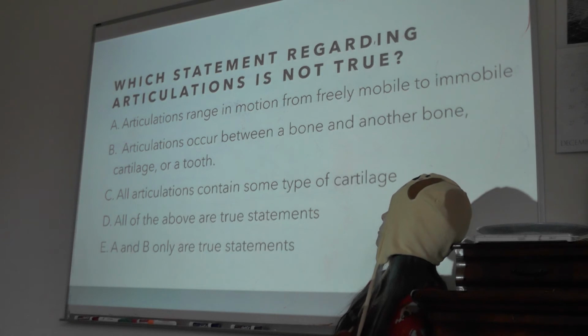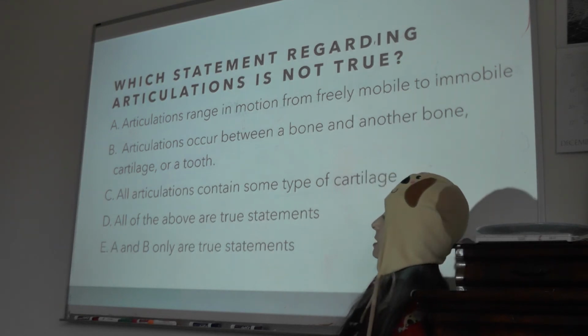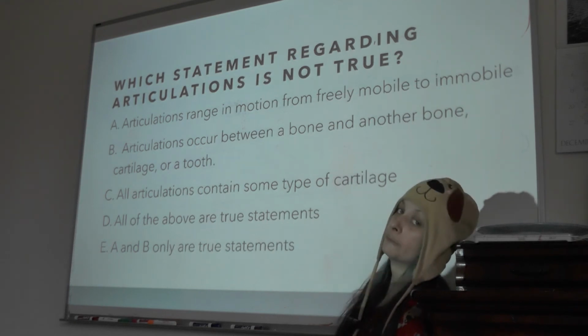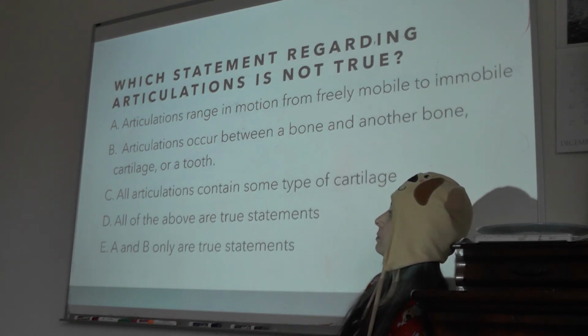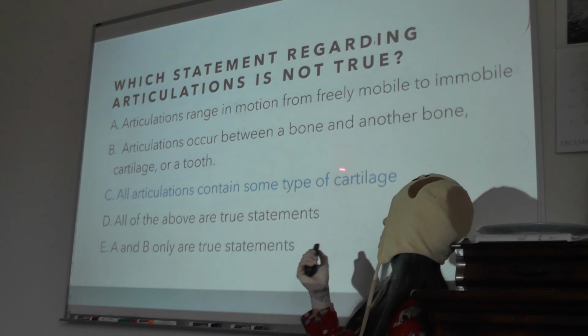Okay, so which statement regarding articulations is not true? A, articulations range in motion from freely mobile to immobile. B, articulations occur between a bone and another bone, cartilage, or a tooth. C, all articulations contain some type of cartilage. D, all of the above are true statements. E, A and B only are true statements. All right, the answer is C. All articulations contain some type of cartilage.